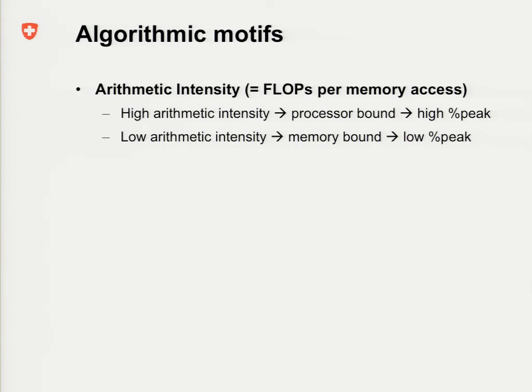Now, I would like to put this a bit more into context, because you might have other typical algorithmic motifs. Basically one speaks about the arithmetic intensity, which is just the number of flops per memory access. If you have a high arithmetic intensity, you're compute bound, and you can usually leverage a high percentage of peak if you do clever things to your code. If you have a low arithmetic intensity, you're memory bound, so whatever you do, probably you will not leverage the percentage of peak of the machine.